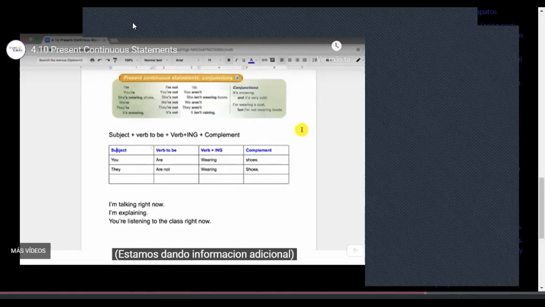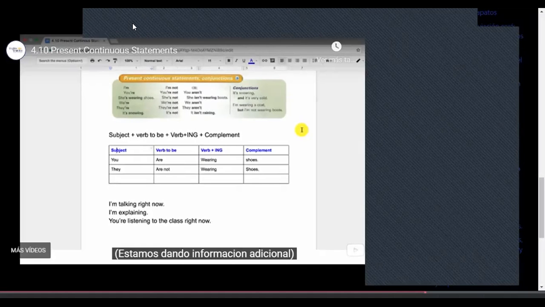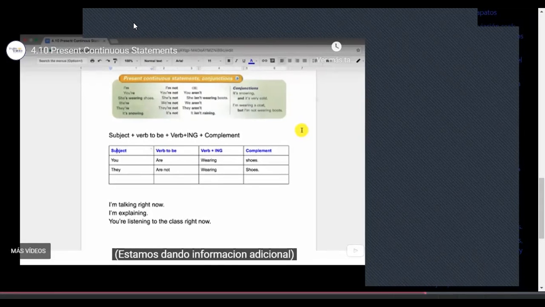Okay, listening to the class. Yes. I'm wearing a short and I'm wearing white sandals. Okay. Wonderful, thank you. Jocelyn, go ahead.